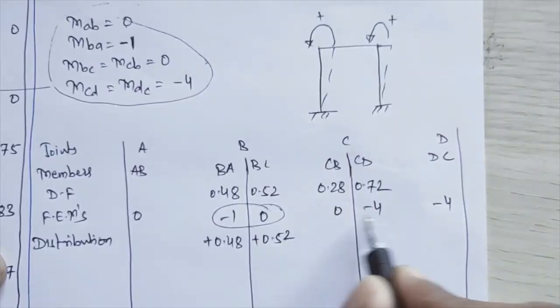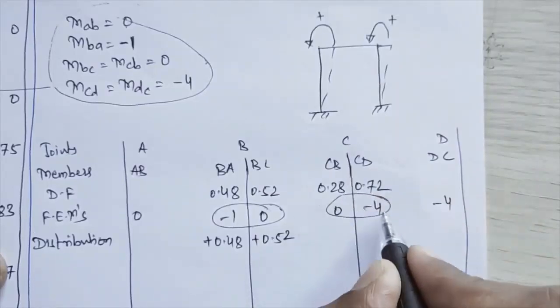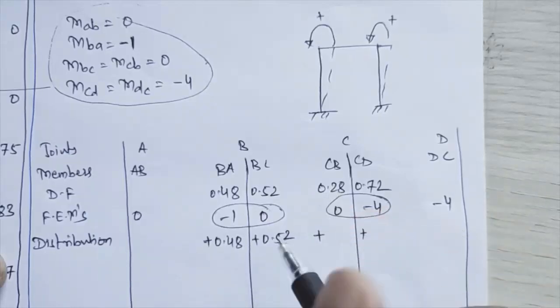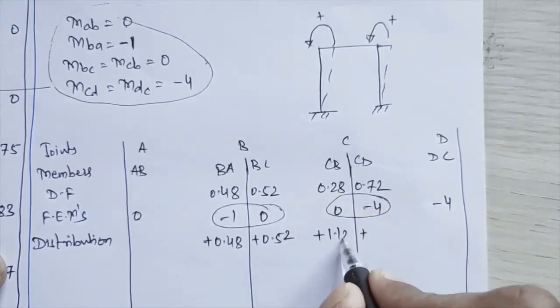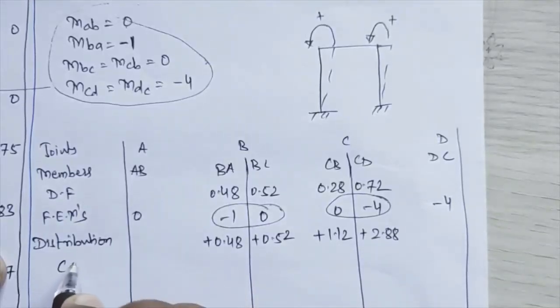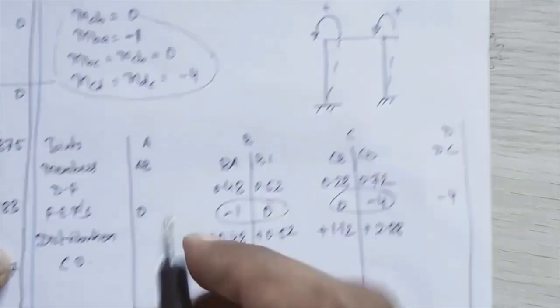Same way this summation comes 0 - 4 as -4, so -4 into 0.28, again distribution will be positive over here, so that will come 1.12, and this comes equal to 2.88. Now distribution. After distribution, we will do the carryover.